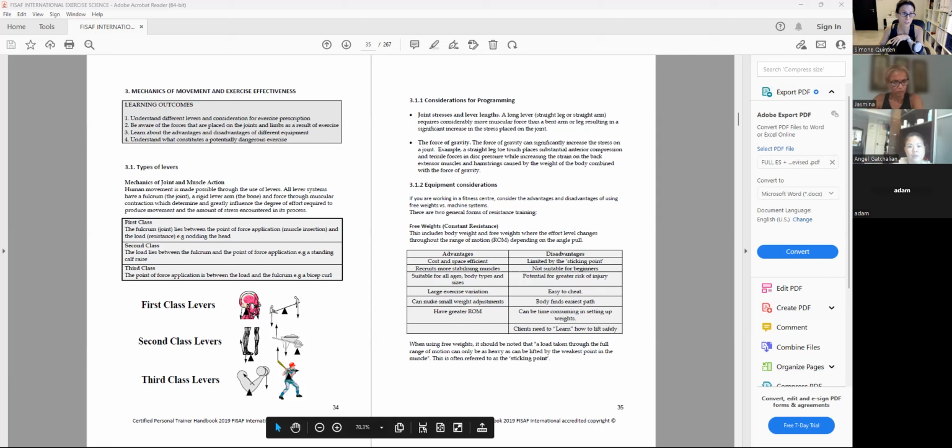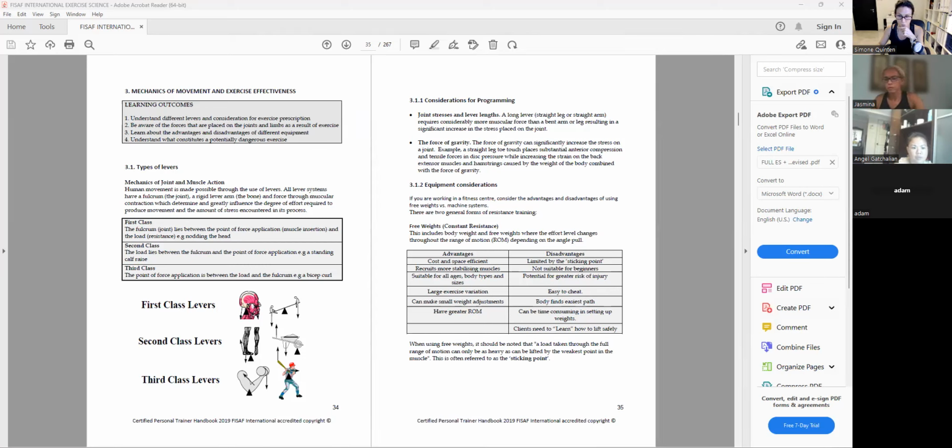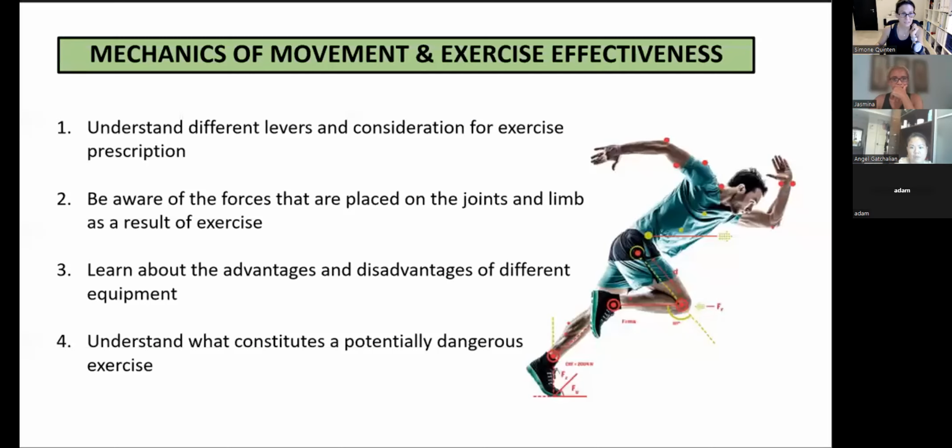So let's go here, and I'm going to go, hang on, I just do the... I share different, hang on. I need to do this one. Okay. All right, everybody can see this? Okay. All right, so let's talk about levers and why it's so important.